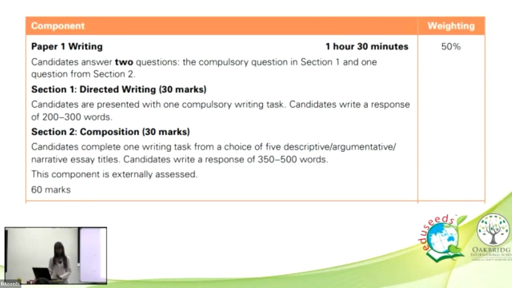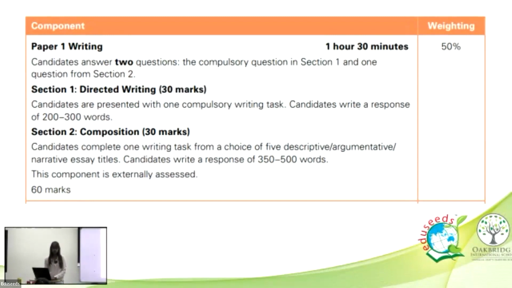Okay, so both these components are externally assessed, which means it will be marked by Cambridge examiners. So the overall marks for this paper is 60. All right, moving on to the second paper, which is paper 2, reading. This will be for 1 hour, 45 minutes, and you have to answer all the questions in both sections.